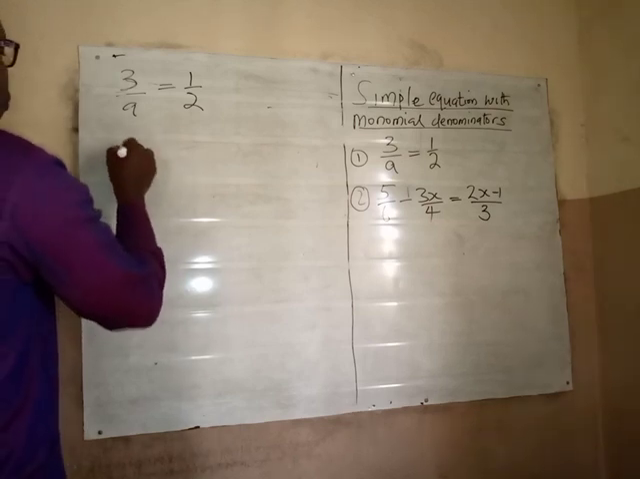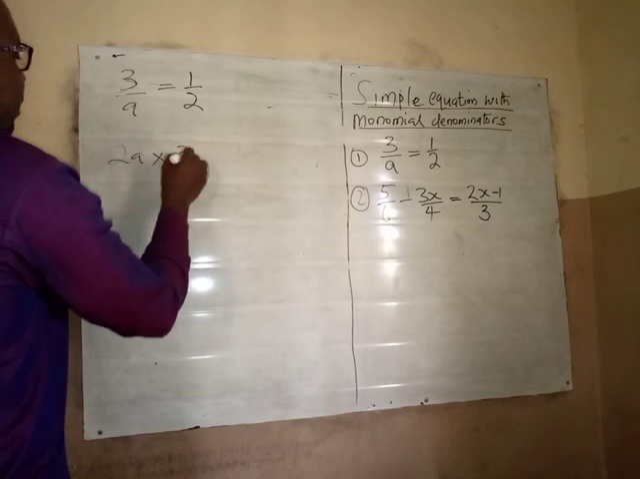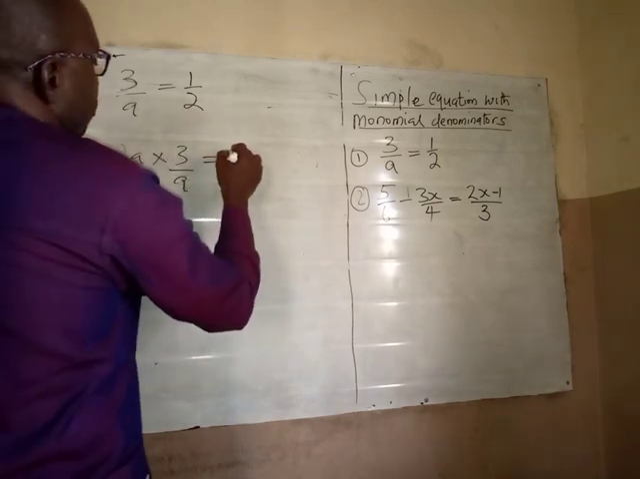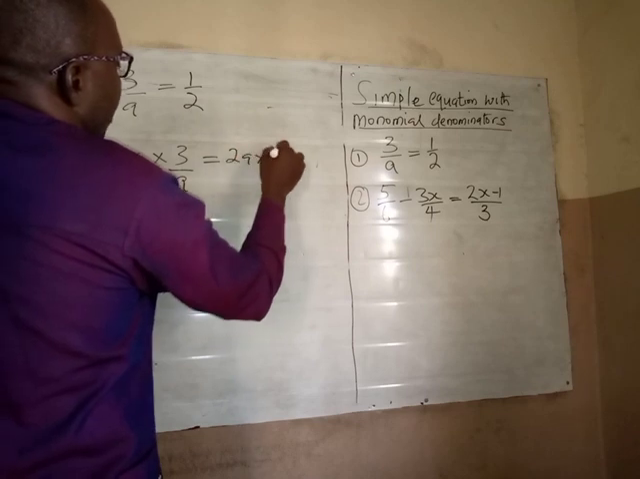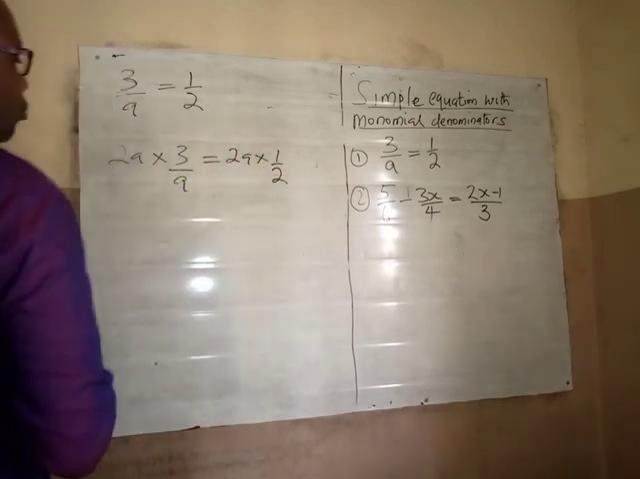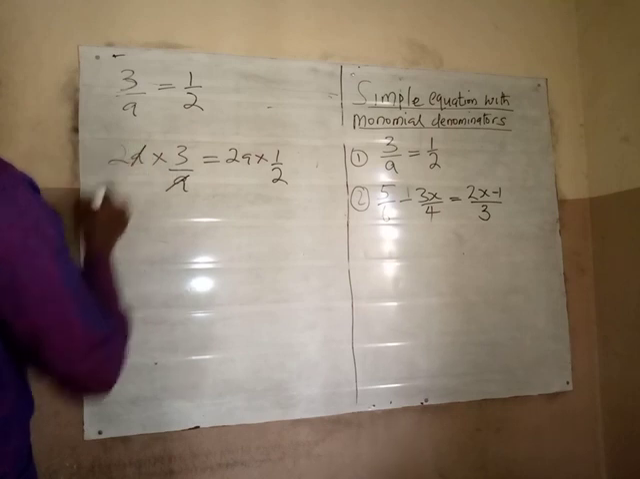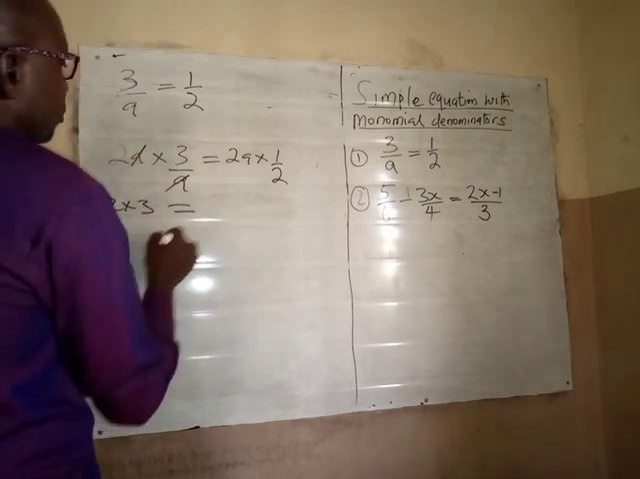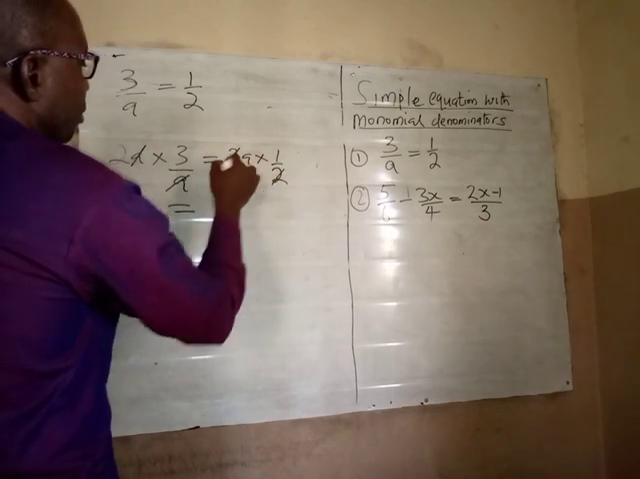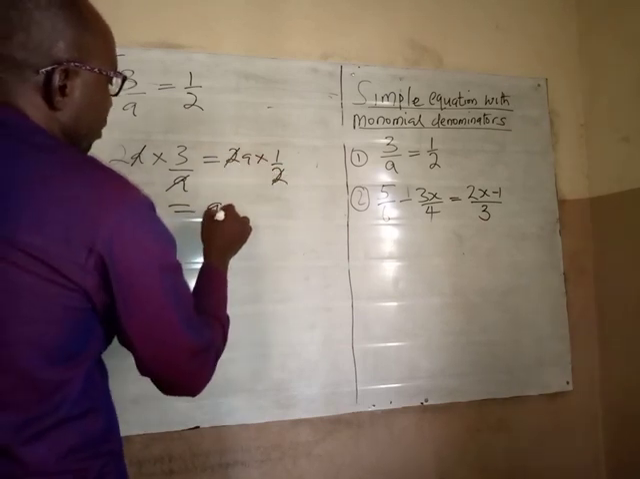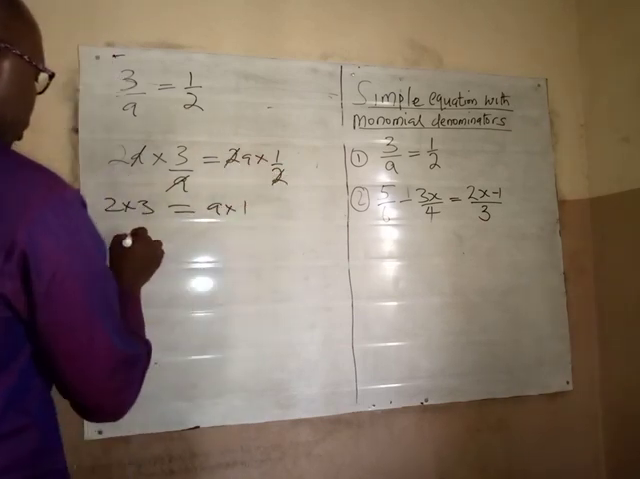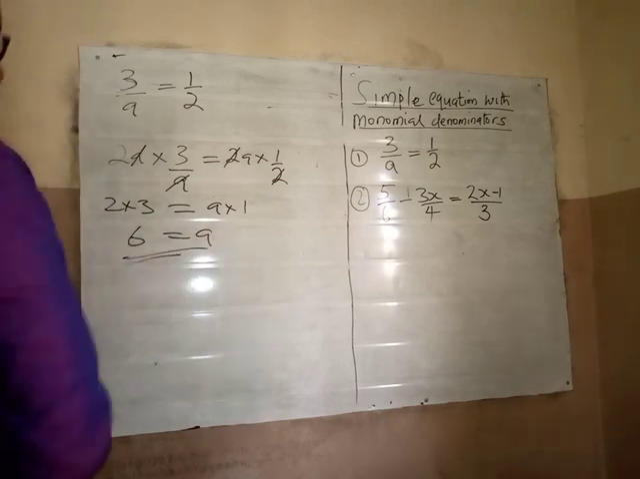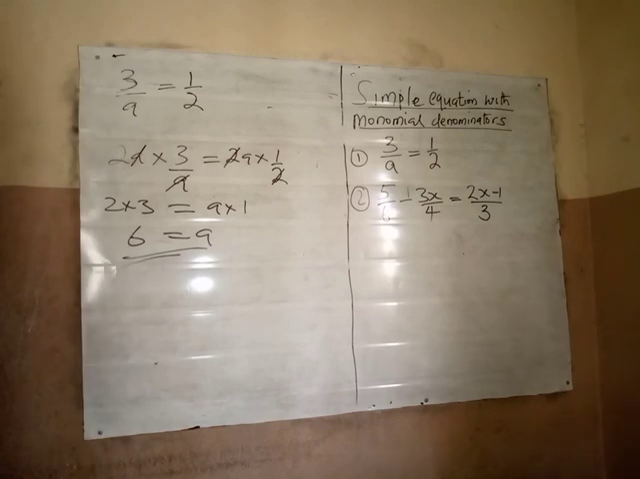So you now have 2a multiplied by 3 over a is equal to 2a multiplied by 1 over 2. So you can cancel out a. So we have 2 times 3 equals, you cancel out again, a times 1. So 6 is equal to a. So in this type of solving, you have 6 as your answer.